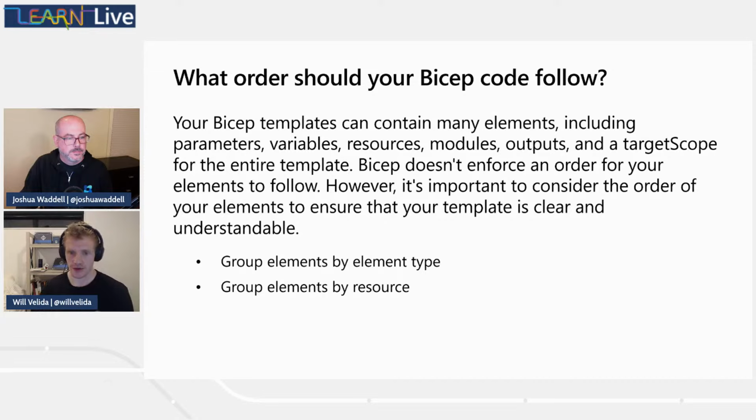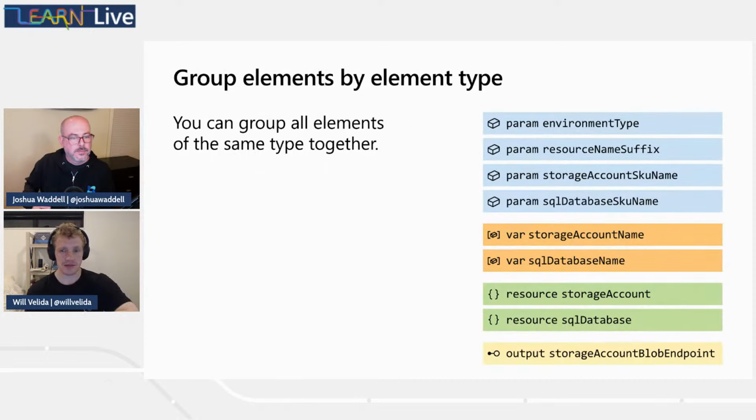There are two ways that we can go about this. We can either group our elements by element type, or we can group elements by resources. And what's important here, no matter which way you use, I have a preference, so, pinch of salt, is that you and your team agree on one approach and use it consistently. So let's talk about grouping elements by element type. Essentially we group all our elements of the same type together. All of our parameters would go in one place, usually at the top of the file, and then come our variables, followed by our resources and then our modules, and then outputs are placed at the bottom.